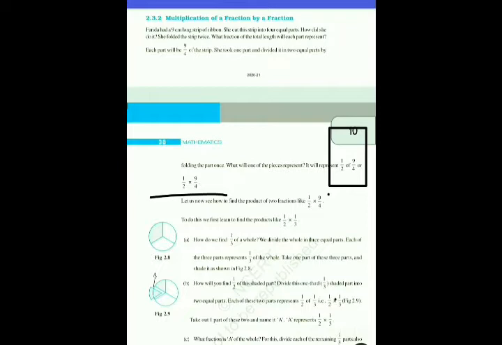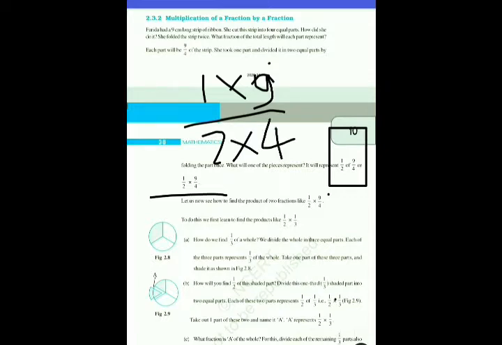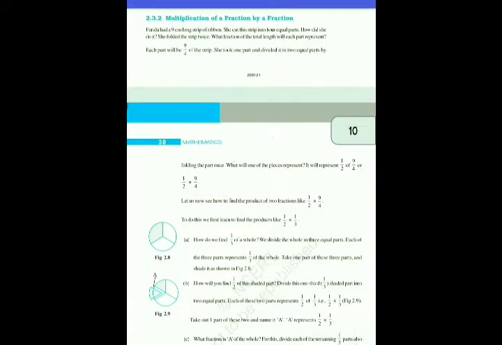In the numerator we multiply 1 by 9, and in the denominator we multiply 2 by 4. So 1 times 9 is 9, and 2 times 4 is 8. So 9 by 8 is the answer of 1 by 2 and 9 by 4.